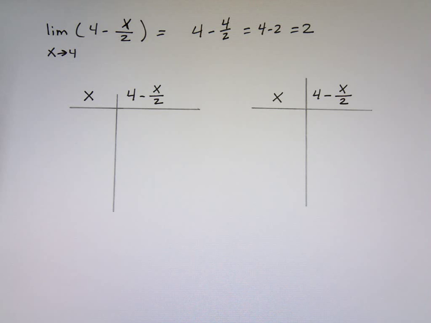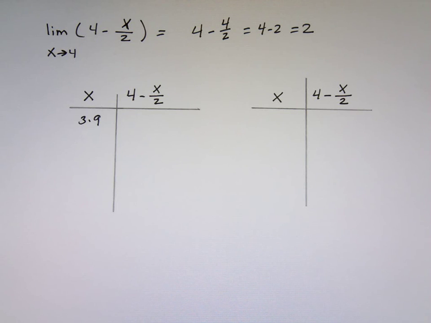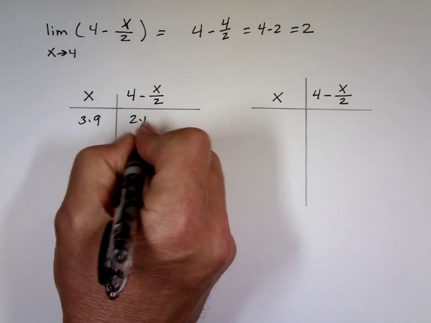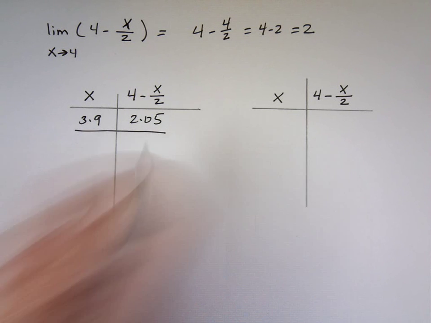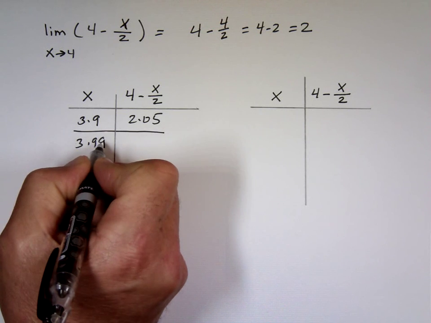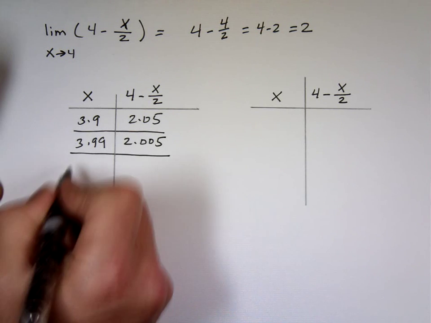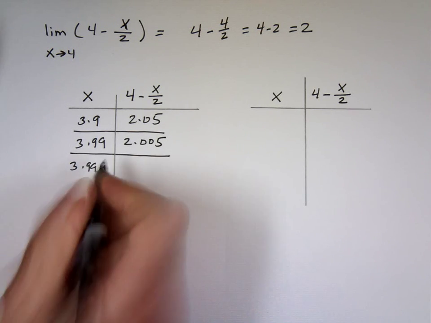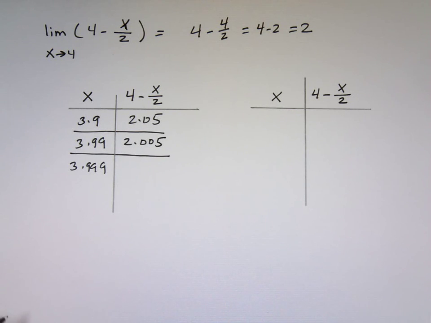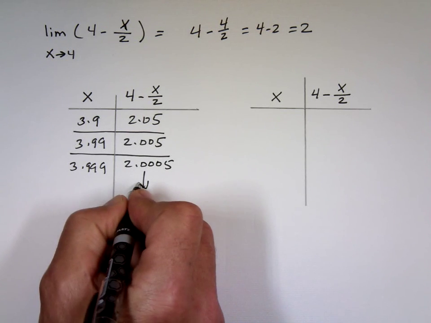Okay, let's pick values as x approaches the 4. Let's start from the left side. 3.9, 2.05, 3.99, 2.005, 3.999, 2.0005. What do you see that number going toward? 2. Look at it from the right.